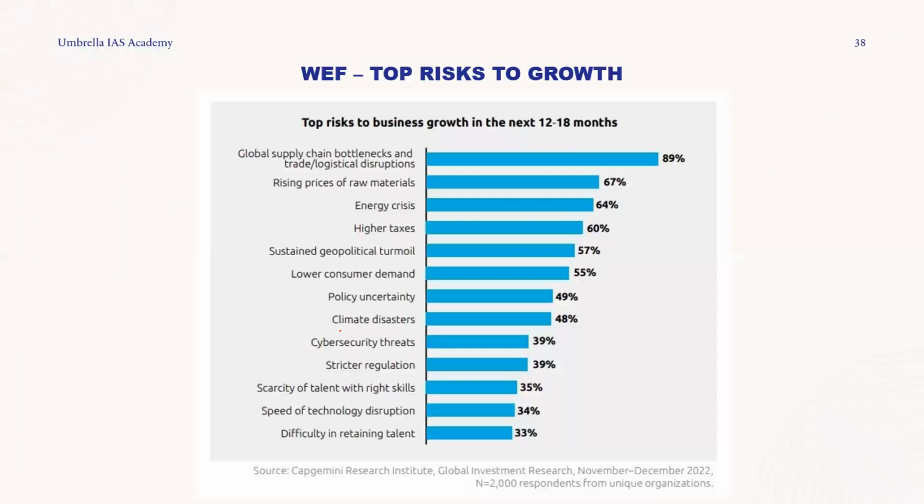These are important because recently the World Economic Forum has given an article on top risks to growth. And what is the top risk here? The top risk is global supply chain bottlenecks. And the keyword is what? So in the exam and in the interview also, you try to use this one word. What is that word you'll use now in your answer?